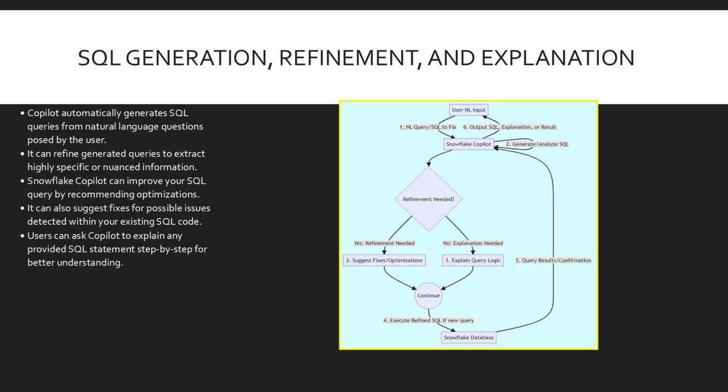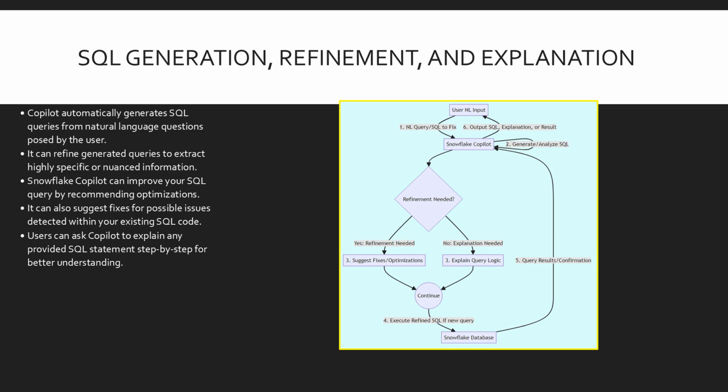A highly beneficial capability is the system's capacity to proactively review and improve your existing SQL code. This is done by intelligently recommending performance optimizations that adhere to Snowflake's best practices, potentially increasing query speed substantially. Furthermore, if you are working on legacy or complex code, Copilot can analyze your existing SQL statements and suggest targeted fixes for potential syntax errors or logical issues it detects, saving valuable developer time efficiently.